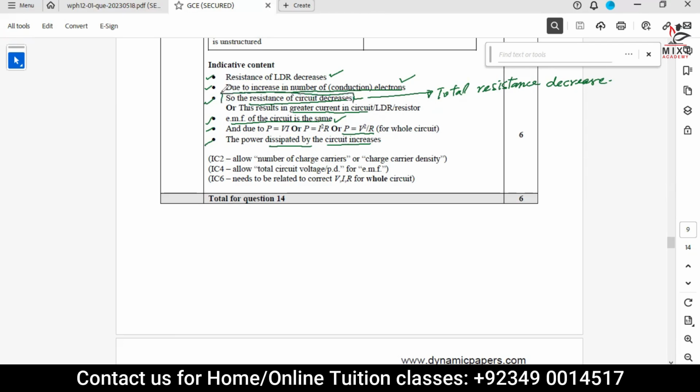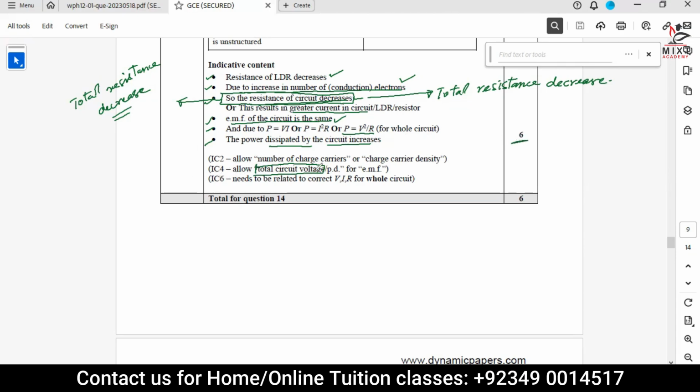Total resistance. Exactly. So remember that we have written the last point that the total EMF is the same. Don't write that point, okay? Total resistance decreases. Total resistance decreases. Or the net. Have you understood that point? What do you mean by total resistance decreases? Yes. Okay. And if you write this point, you will be allowed that total voltage will remain the same. It means you can get 6 marks.